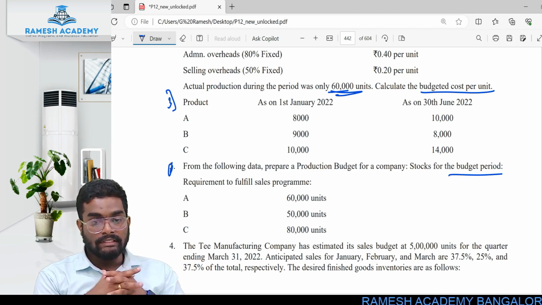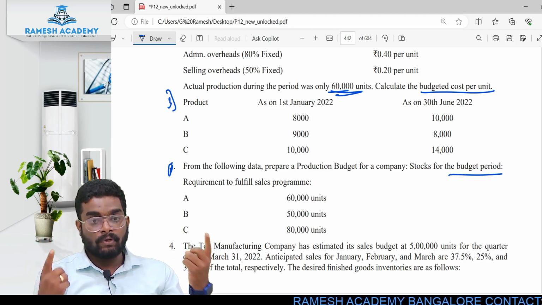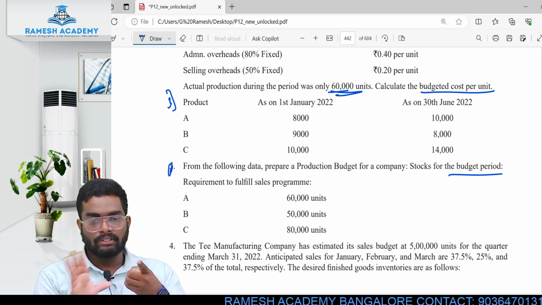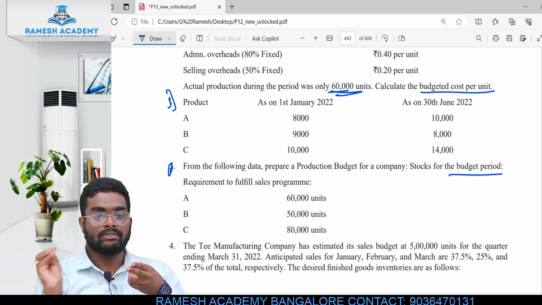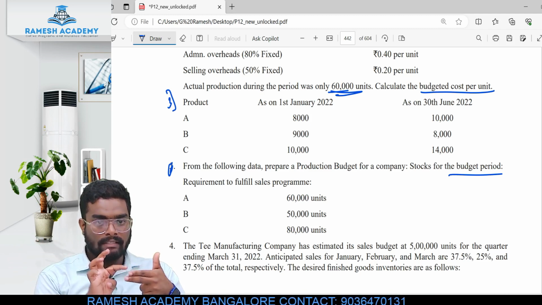Now the concept in this question is simple. We have to produce two things. One is however much we have to sell, so the sales we have to produce at 100% capacity. Next, we have to produce something more than sales also, that is called closing stock. So we have to produce two things, closing stock and the sales.